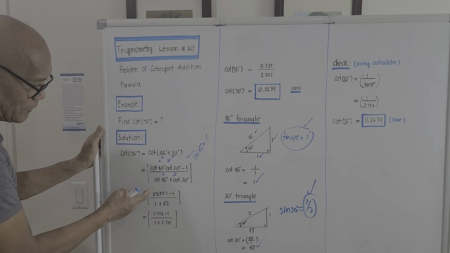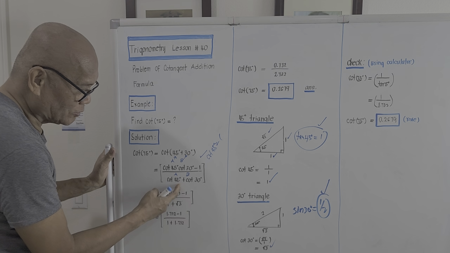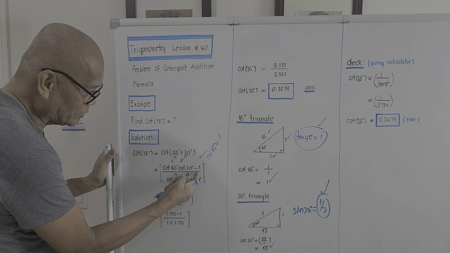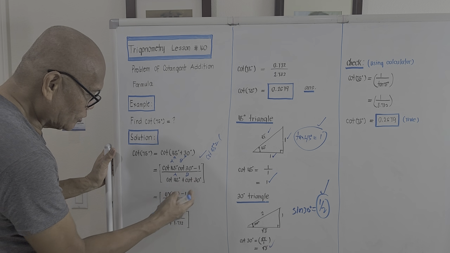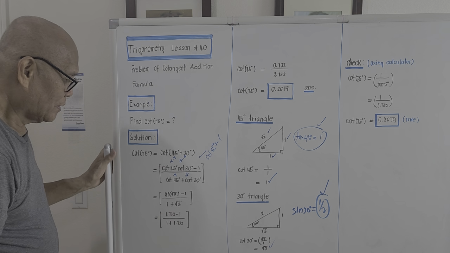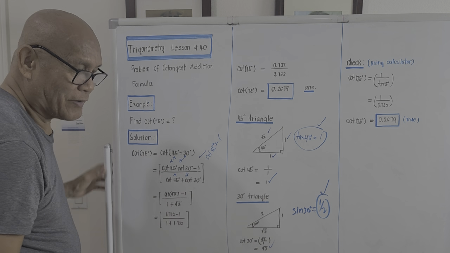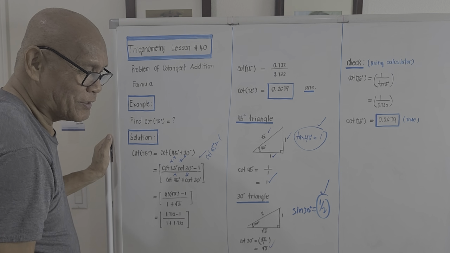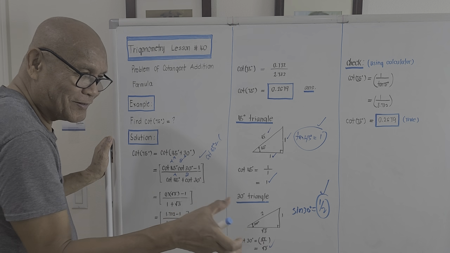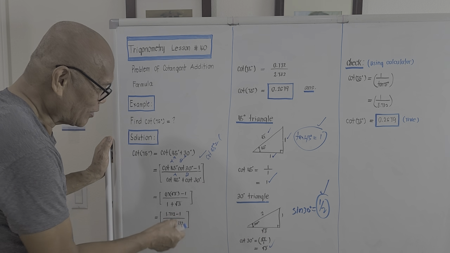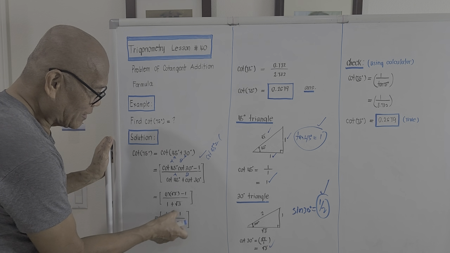So cotangent of 45 is 1. Cotangent of 30 degrees is square root of 3. This is minus 1. We are following this formula. All over 1 plus the cotangent of 30, which is actually square root of 3. 1 times the square root of 3 is square root of 3. For engineers who have been engineers for a long time, we actually memorize the square root of 3. It's 1.732, minus 1, all over 1.